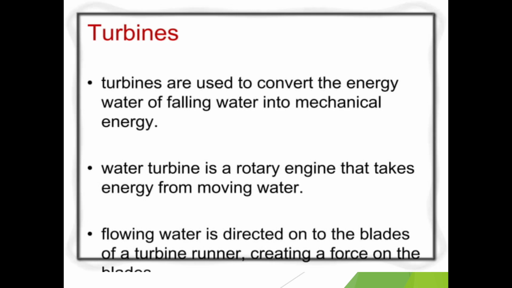Turbines. Turbines are used to convert the energy of falling water into mechanical energy. A water turbine is a rotary engine that takes energy from moving water.